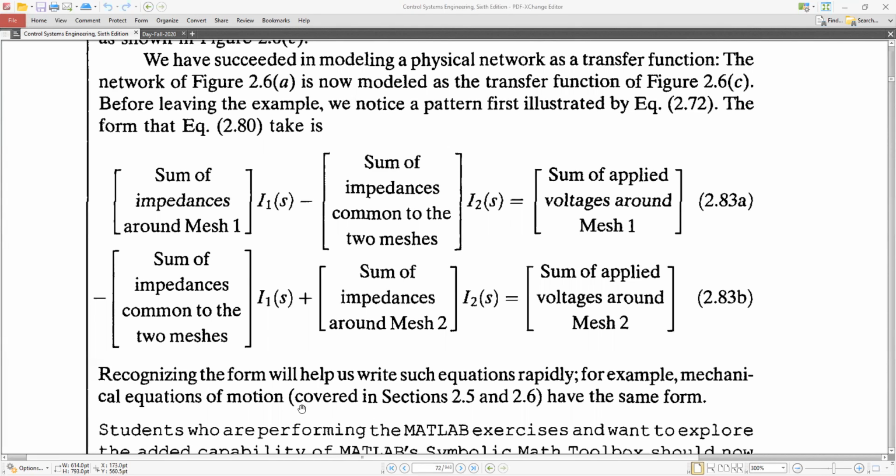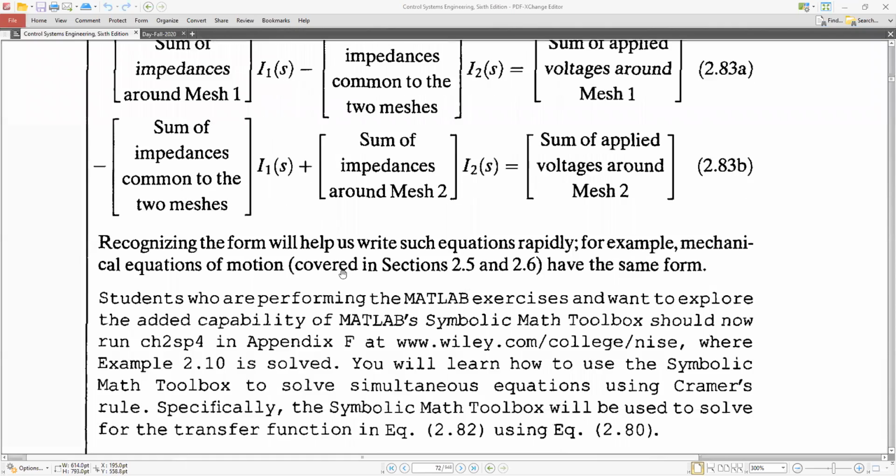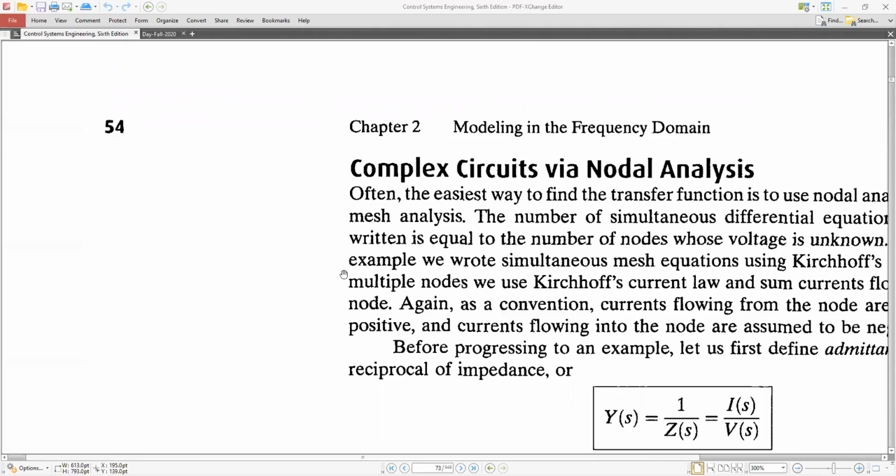Sum of impedances around mesh 1 into I1s minus sum of impedances common to the two meshes into I2s is equal to sum of applied voltages around mesh 1. And for the second line, minus sum of impedances common to the two meshes into I1s plus sum of impedances around mesh 2 into I2s, equals sum of applied voltages around mesh 2. This is the second one. So that is the mesh equation, how to solve the mesh.